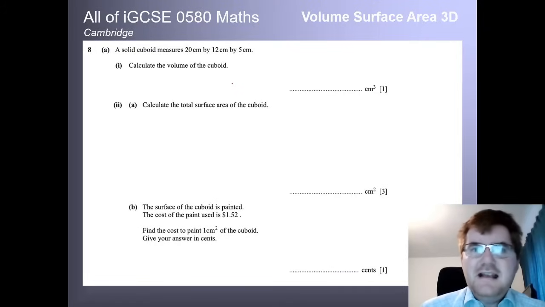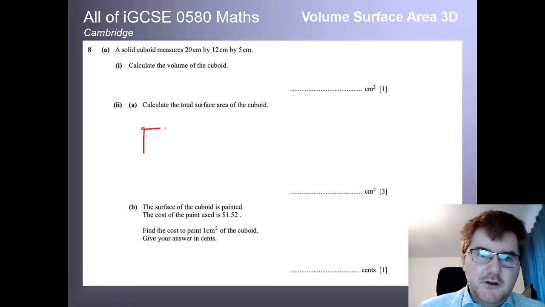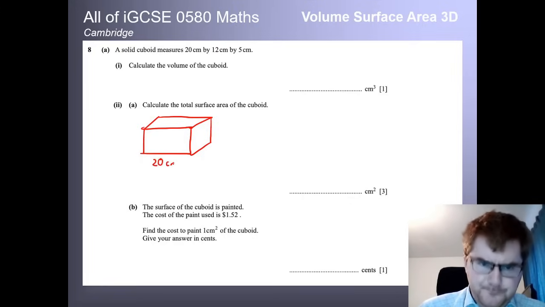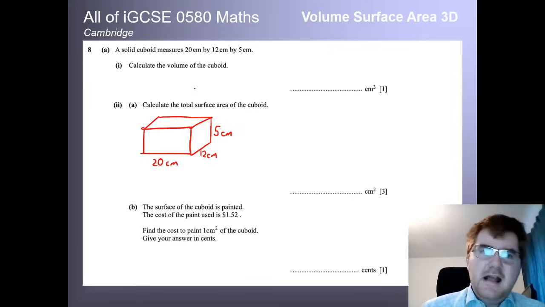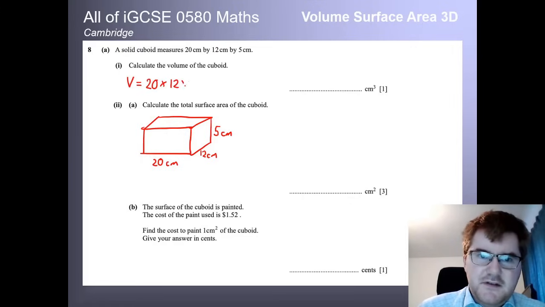Okay, let's go through a typical IGCSE 0580 question on volume and surface area. So we have a cuboid, it measures 20 centimeters by 12 by 5, and we need to calculate the volume. So if I do a quick sketch, again, not to scale in any shape or form, but just to give us an idea of what this looks like. So this would be 20, this would be 12, and say this would be 5, in any order. Now to work out the volume, remember the formula for the volume of a cuboid is base times width times height.